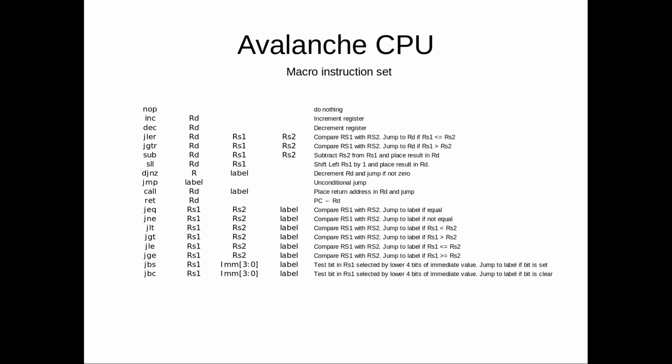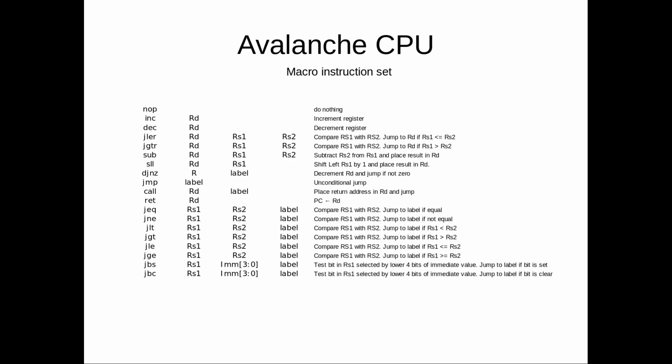Now subtract actually works by adding the 2's complement of RS2 to RS1. The 2's complement of a number is the 1's complement incremented, and the 1's complement is all of the bits turned upside down. In other words, it's exclusive ORed with 0xFFFF. SSL, shift left logical, is actually an add instruction. It adds RS1 to itself, which has the same effect as shifting it left, and then stores the result in the destination register. DJNZ will decrement the target register and jump to the label address if it's not 0.